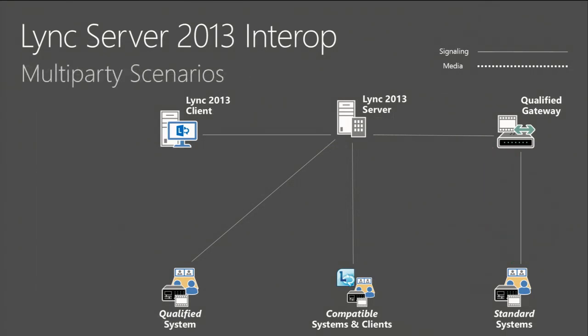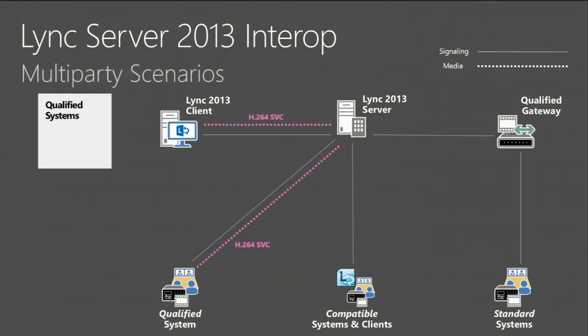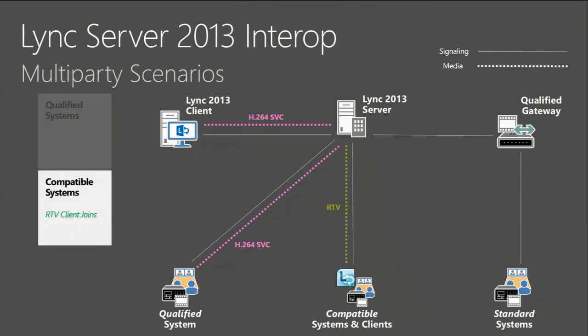Now let's talk about multi-party. So if you have multi-party, for example, you have a qualified system here and a Link 2013 client participating in an AV MCU hosted conference. Everything is in H.264 SVC, everything's beautiful, no problem. You might have a compatible system joining. That compatible system is not capable of doing SVC at this point in time, so it might actually do RT video. And we'll do some transcoding on the AVMCU in that case. That's seamless to you, but we'll do transcoding on the AVMCU.